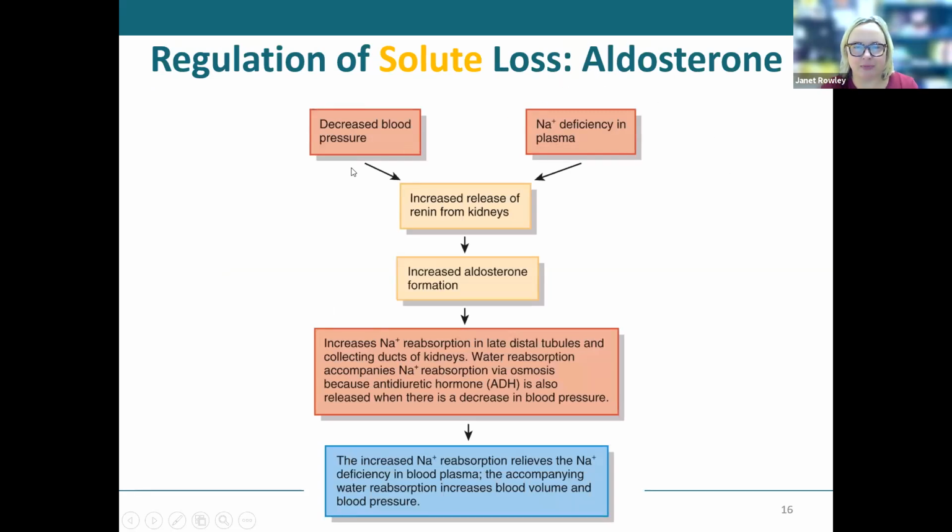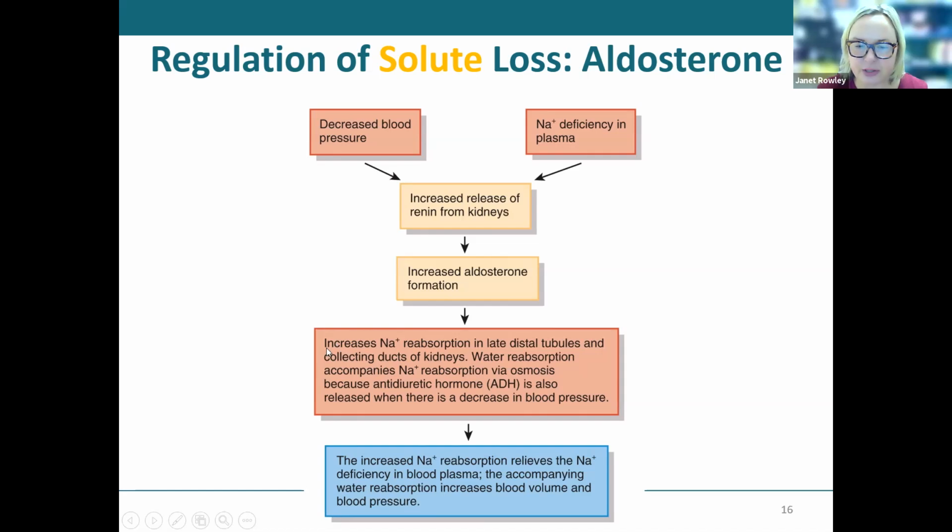So, aldosterone. Decreased blood pressure, or having too little sodium in your blood, causes the kidneys to release renin, an increased release of this. If more renin is released, more aldosterone is formed. Remember, this is part of the RAS, the renin, angiotensin, aldosterone system.